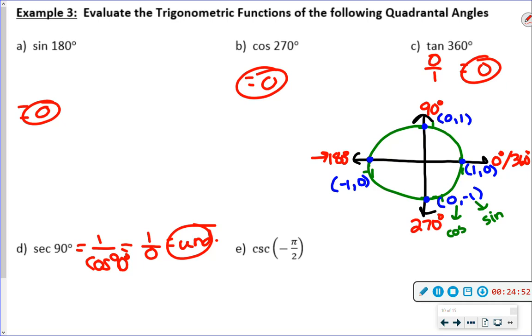Okay, negative 90. That's really negative 90. Now, I don't have negative 90 marked on here. I didn't do the negative angles, but it's the same point as what? 270. Negative 90 is the same location as 270.